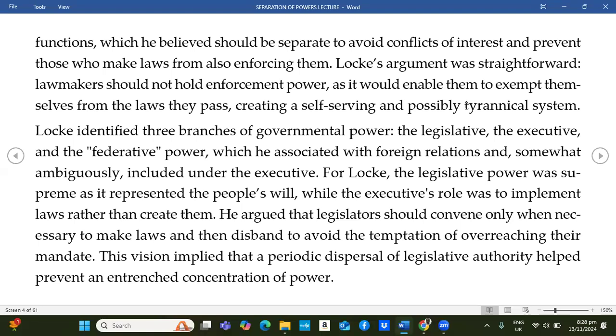But he understood the executive role to implement laws rather than create them. And he made the argument that legislators should convene only when necessary to make laws and then disband to avoid the temptation of overreaching their mandate. So in John Locke's thinking, the work of the legislature was supposed to be ad hoc. You come and make laws and then you leave.